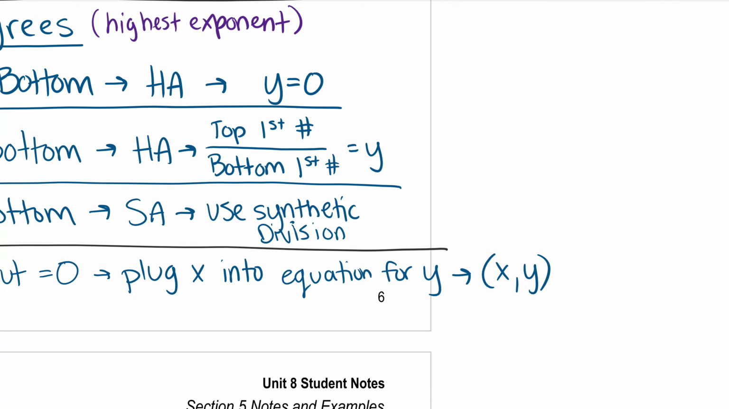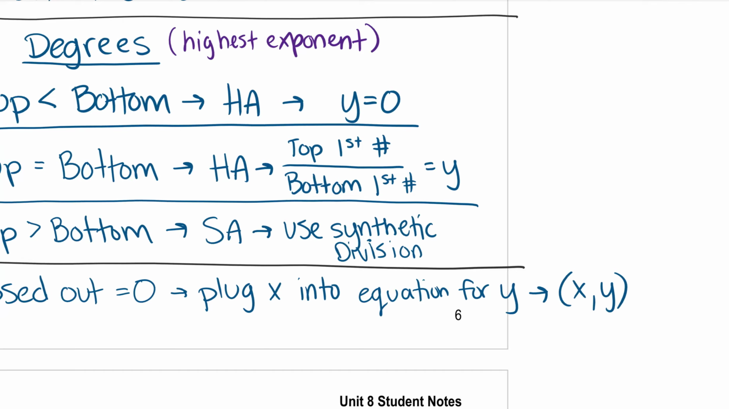So the hole is a point, so you have to have both numbers. You can't just find one and just guess. So you have to find both. So you find x, you plug it in, find y, that's my hole. That's the point that does not exist. Okay?